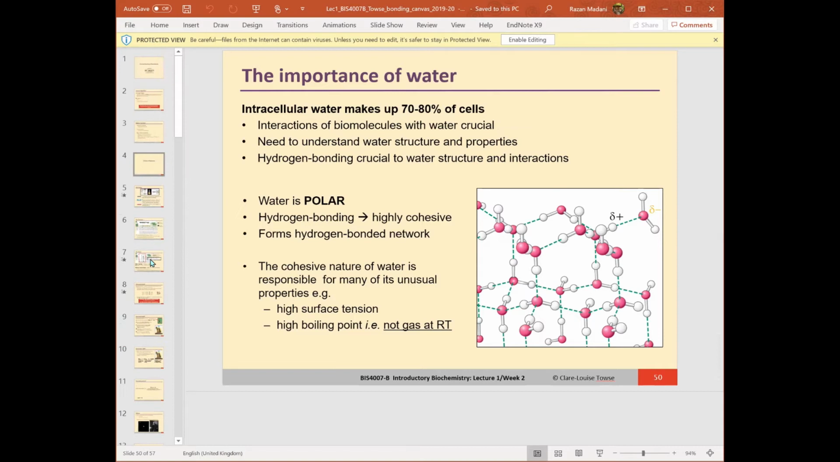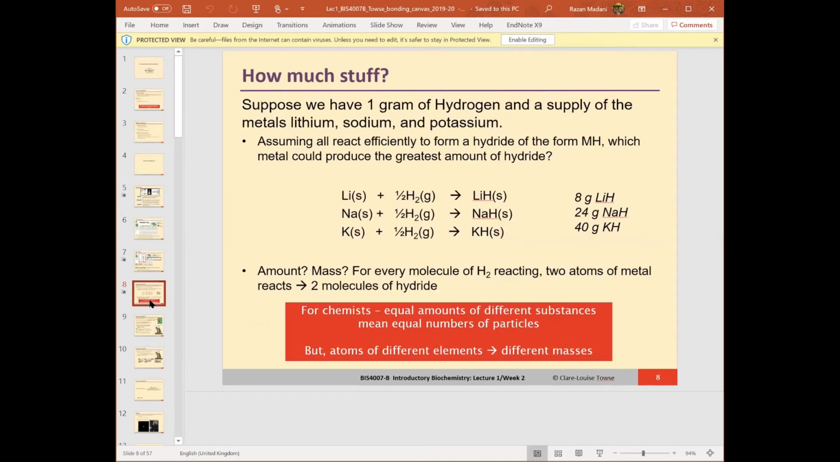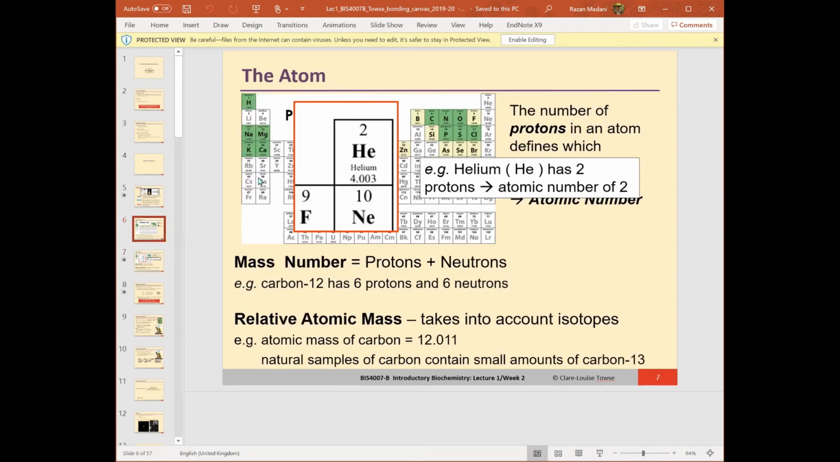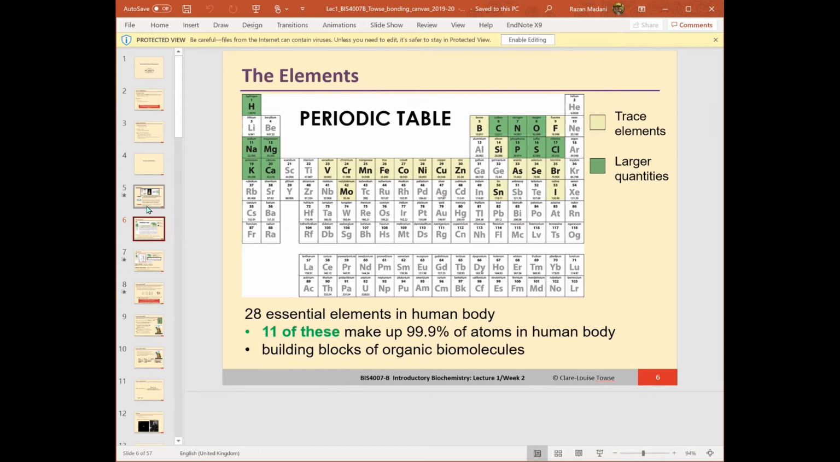Let's go back to it. This one. Yeah, that one. Okay, so it was for KH that is going to give you the greatest. But did you understand why? Yeah, because it's got the highest mass. Yes, because potassium is 39 and one hydrogen is 1, so add them together.